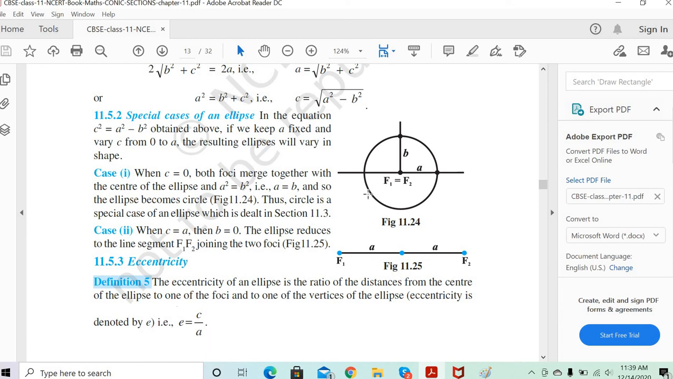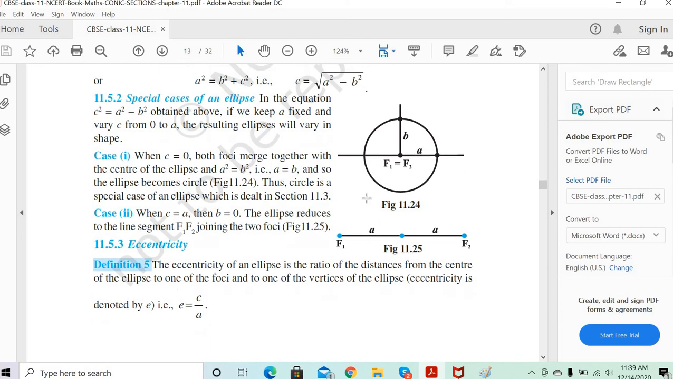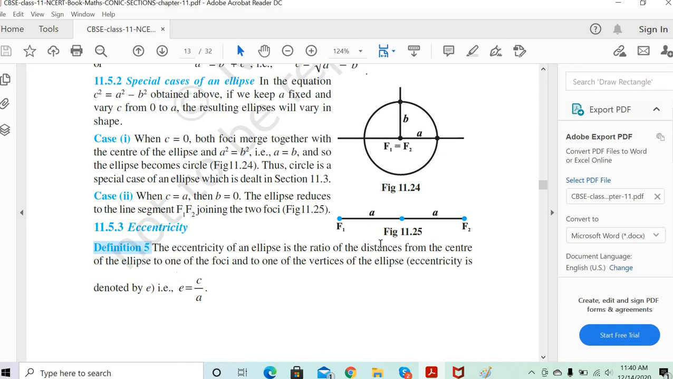Now c is equal to a means what? You have only the major segment, right? So it just becomes a line segment. Can you see that, 11.25? So you don't have b, because b is becoming 0. So b 0 is only a. So you have the F1 and F2 line segment only. Correct?